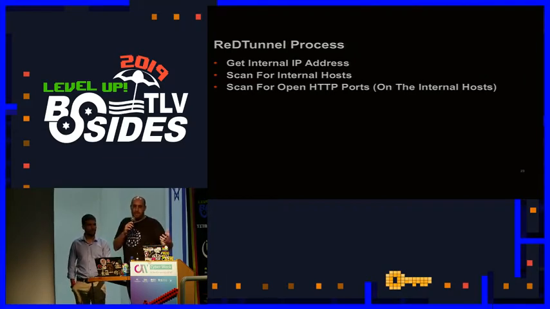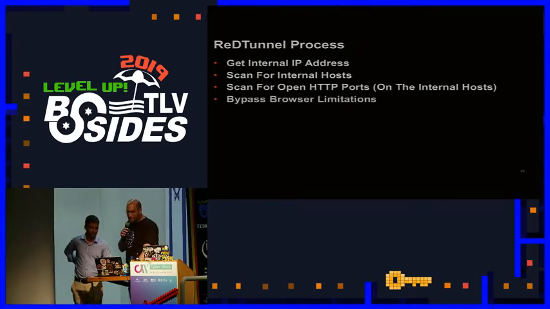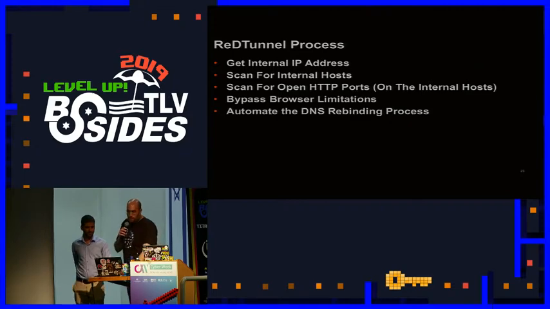So if you have internal hosts, it's not enough. You want to know that the hosts behind it have HTTP ports with HTTP applications. So it will scan for it automatically. It will bypass browser limitations, because we had so many problems with browsers, and Chrome is the best with problems. And it will bypass those limitations for you, because we did the work for you. It will automate the DNS rebinding process, and that's what you want. It's a DNS rebinding tool.